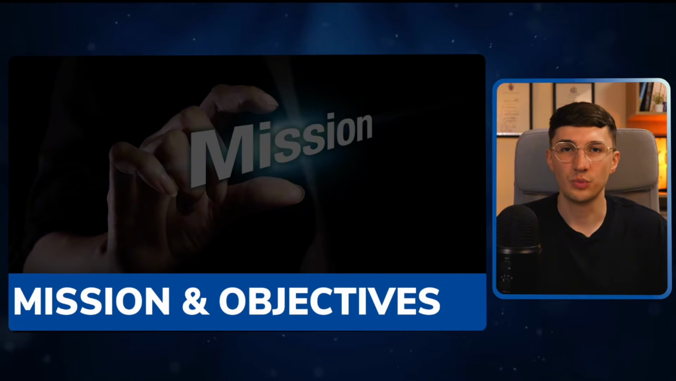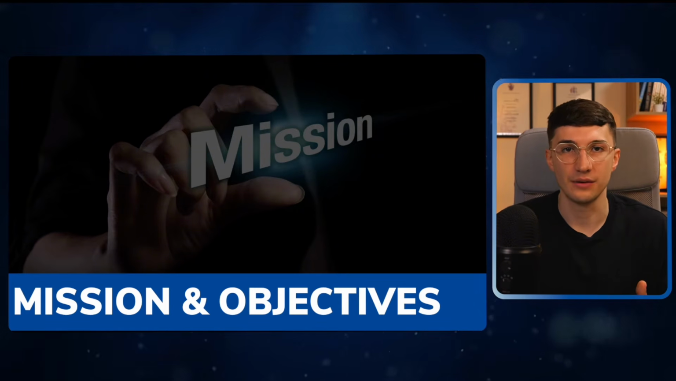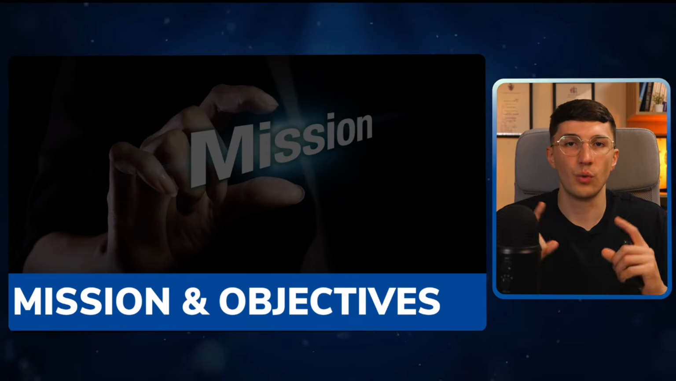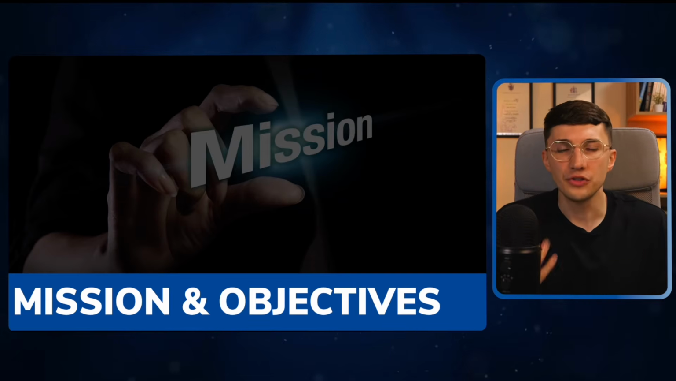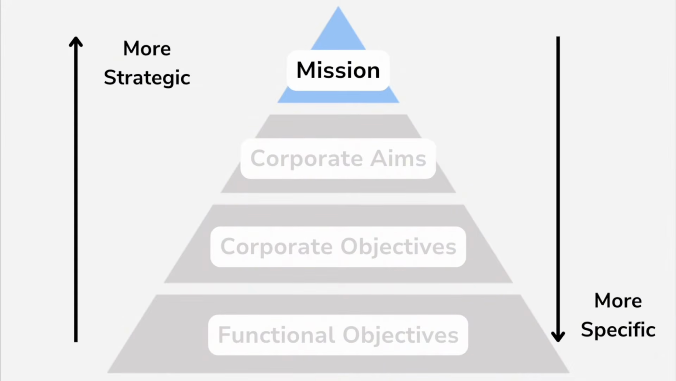The next topic in this revision video that we're going to take a look into will be our mission and objectives. Now, we've just identified some key examples of business objectives, and these are the short-term goals that they want to achieve. But what is a mission? What are our corporate objectives? Well, we've got this pyramid here which shows the relationship with our mission, corporate aims, corporate objectives, and functional objectives.